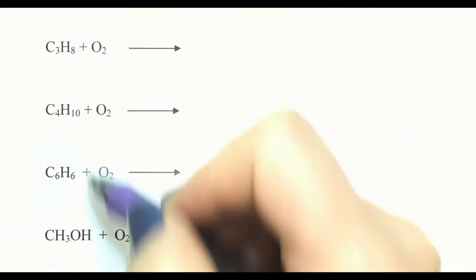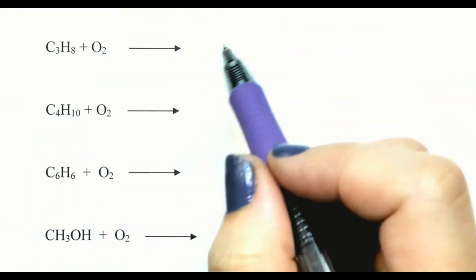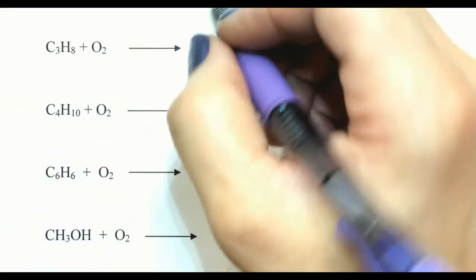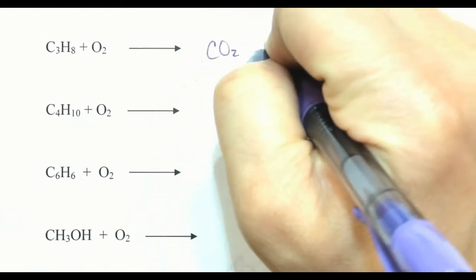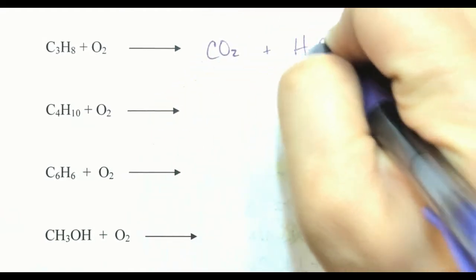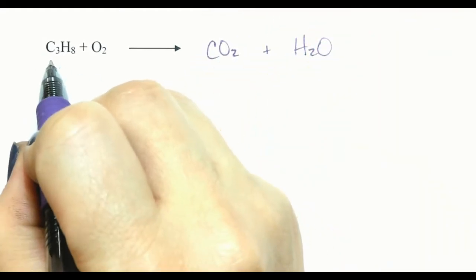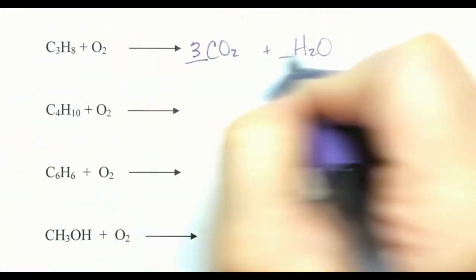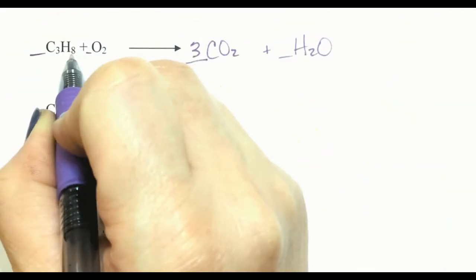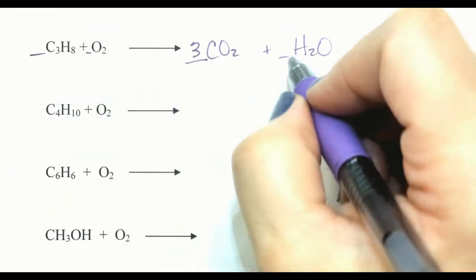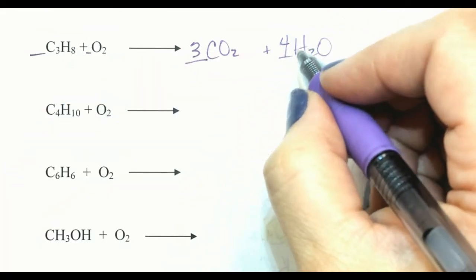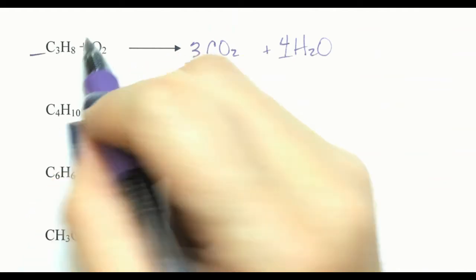Let's balance these combustion reactions that you see below. To predict the products, easy. It's always the same 2 products, CO2 and H2O. So we have 3 carbons on the left, which means I need 3 carbons on the right. I have 8 hydrogens on the left, so 4 times 2 is 8 hydrogens on the right. And now I have 2 oxygens on the left.